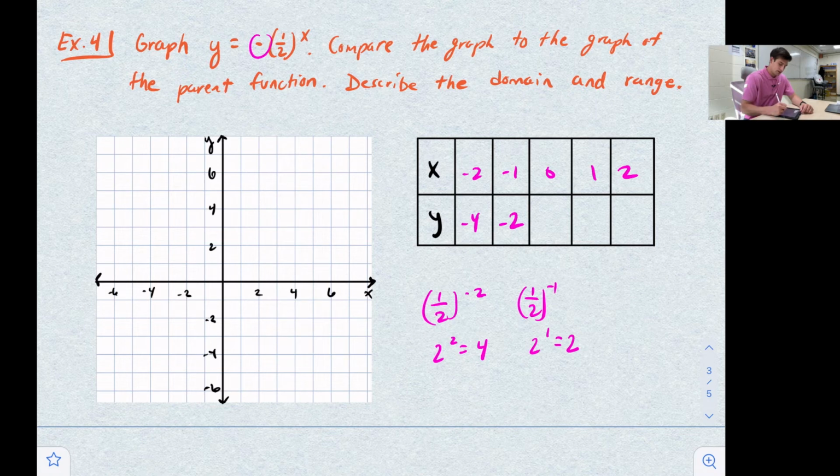All right, then we have 1/2 to the 0 power. Anything to the 0 power is 1. Make it opposite, so -1. 1/2 to the first power is just 1/2.